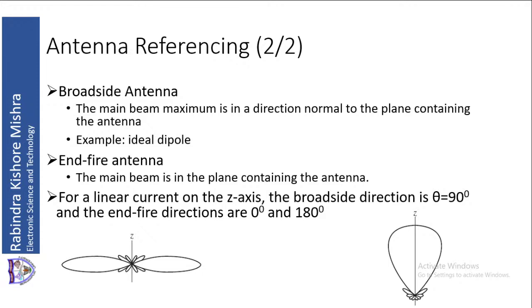Suppose you have a linear current on the z-axis. The broadside direction will be theta equal to 90 degrees, and the end fire directions will be theta equal to 0 and 180.